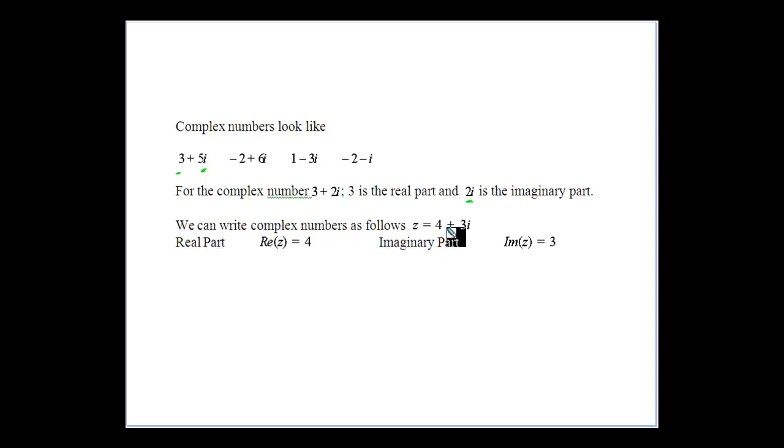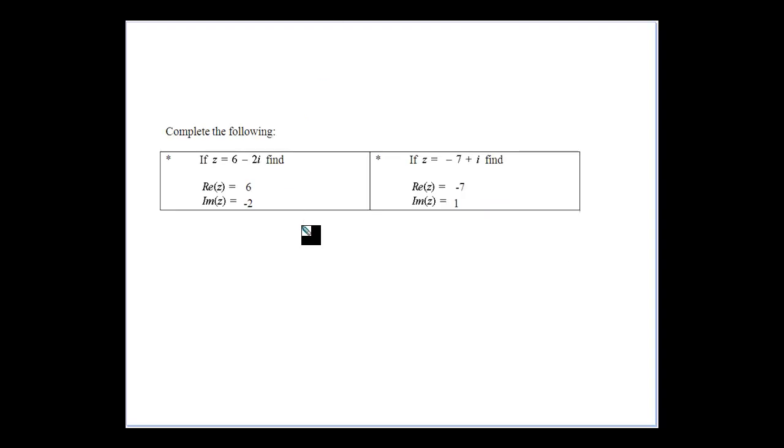So we can write complex numbers. That complex number is z equals 4 plus 3i. We could write it in these terms: the real part of z is equal to 4. The imaginary part of z is equal to 3, and that's the notation that we use. Re of z is equal to 4. Im of z is equal to 3. Now if we have a look at these types of questions, z is equal to 6 minus 2i. The real part of z is 6, and the imaginary part is -2. z is minus 7 plus i. The real part is -7, and the imaginary part is 1.